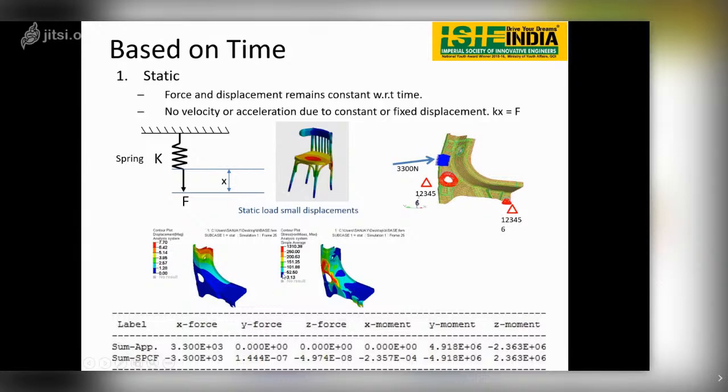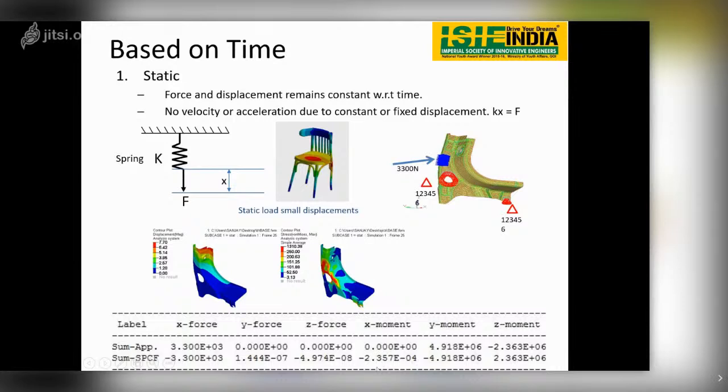For the static case, the force and moment have to be in balance. The applied force should be equal to the reaction forces, so here we have calculated the reaction force. The applied force is 3,300 Newton in X, and the same reaction force is generated, same in magnitude but opposite in direction. In Y, the applied force is almost zero, and the generated force is about 10 raised to minus 7, which is almost equal to 0. In Z also, force and moment are almost equal to 0.